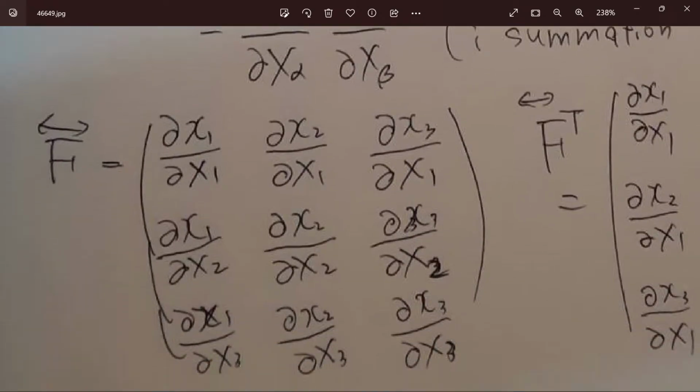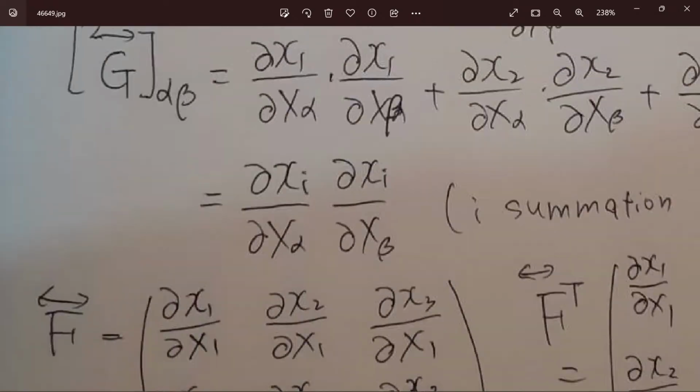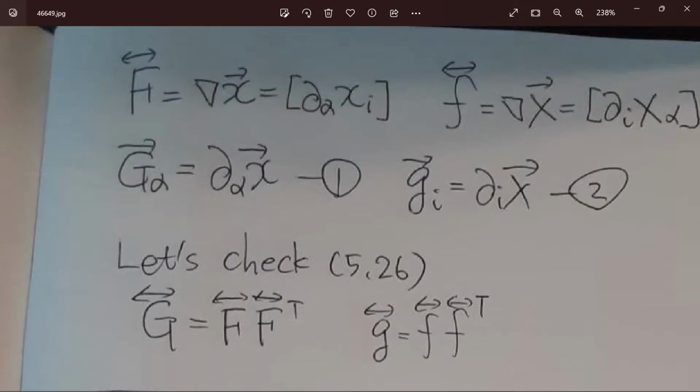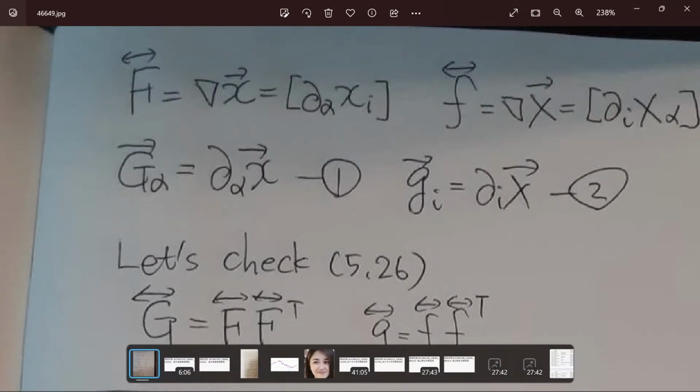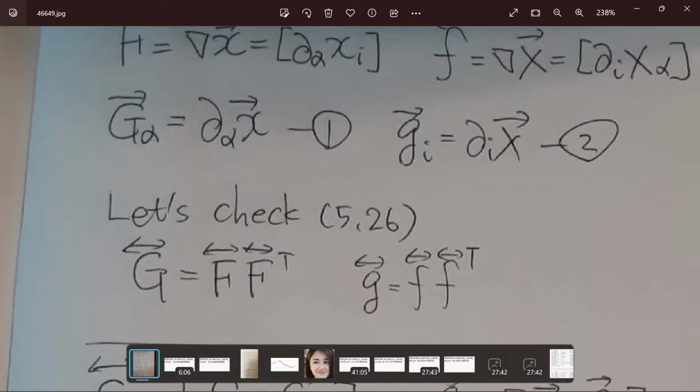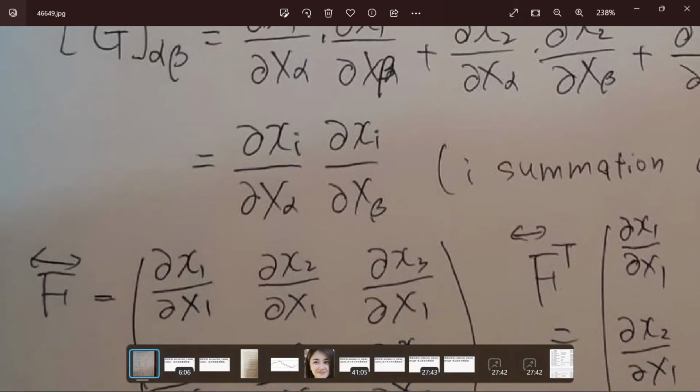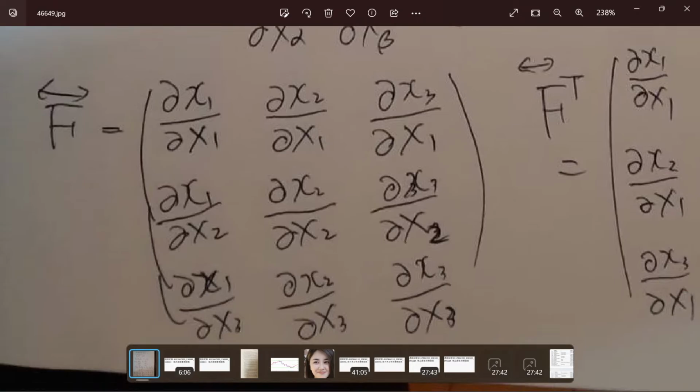So this is 1, 1. You go 1, 1, 1, 2, 1, 3, because alpha goes first, i goes second. Alpha first is downstairs, i goes second. So 1, 1, 1, 2, 1, 3; 2, 1, 2, 2, 2, 3; 3, 1, 3, 2, 3, 3, right? So this is the F tensor.